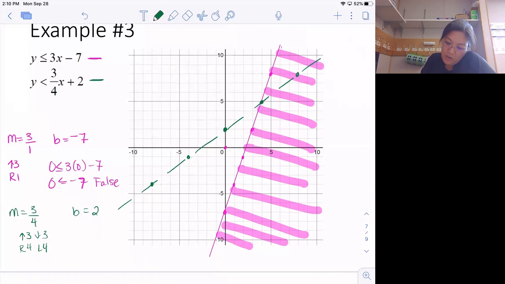I'm going to test that same point 0, 0 again. 0 less than 3/4 times 0 plus 2. What's 3/4 times 0? Yep. 0 less than 2. That is true. So that means I need to shade on the same side as my dot. So I'm going to shade below my line because it's less than.